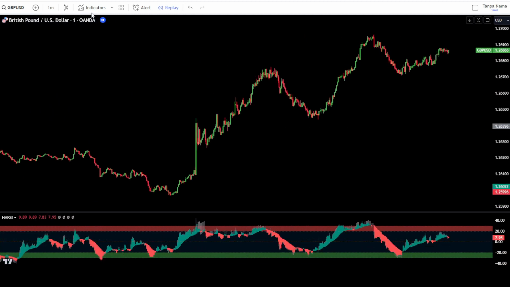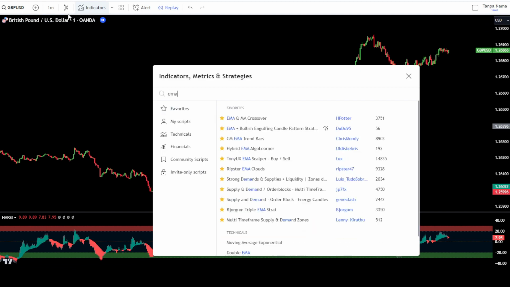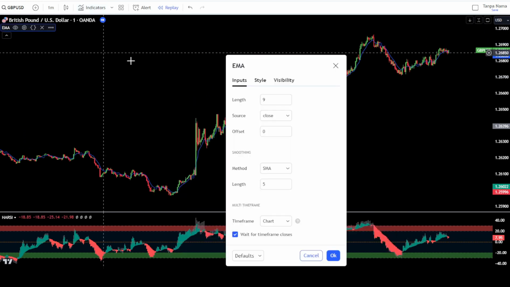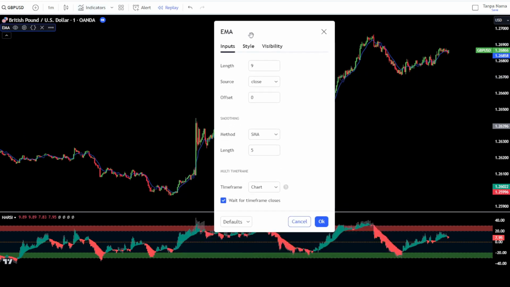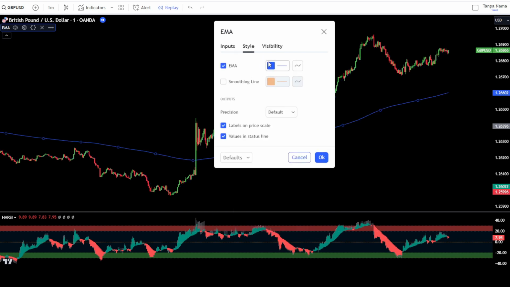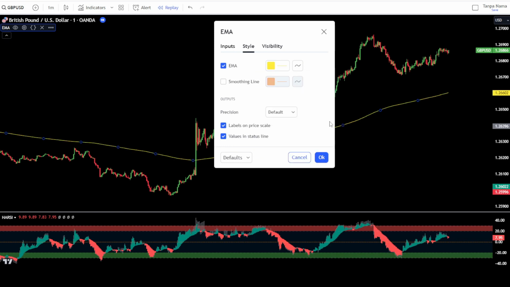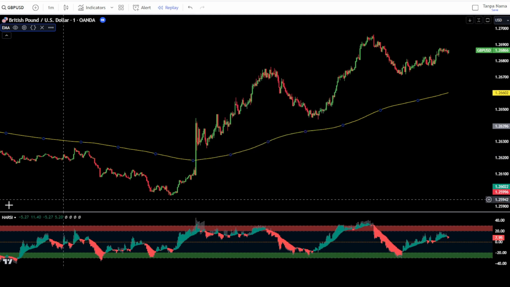Let's go back to the indicator search bar and type EMA or Exponential Moving Average. Now, let's make some adjustments to the EMA or Exponential Moving Average indicator. In the Input tab, change the EMA length to 350. Then, go to the Style tab. In the Style tab, customize the color of the EMA line according to your preference. After making these changes, click OK.